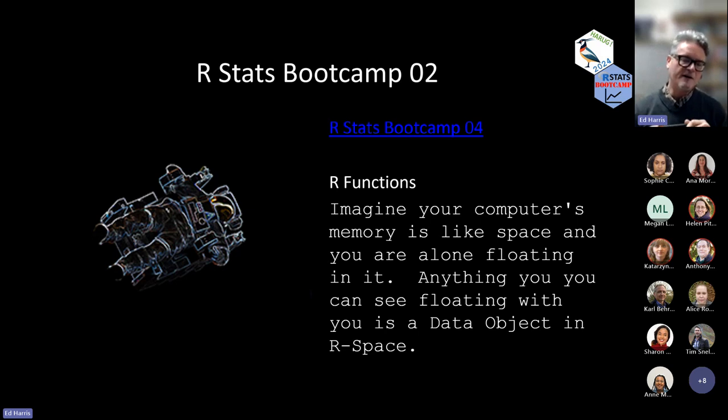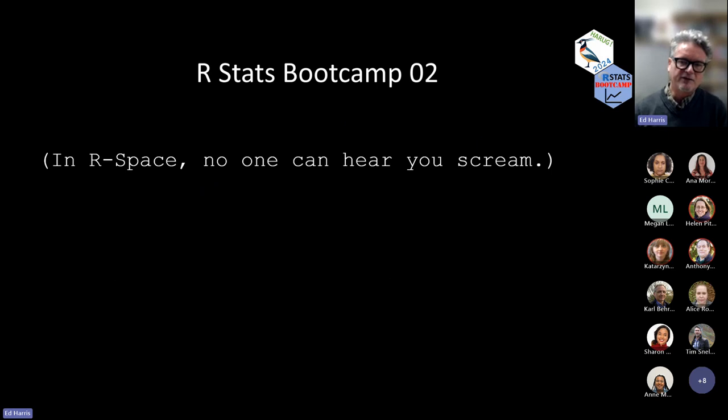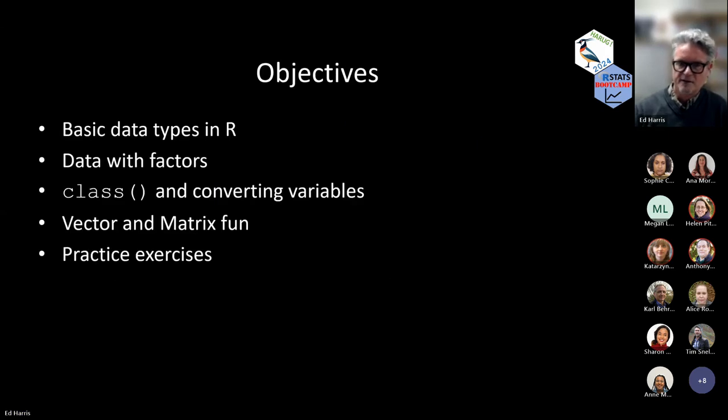My way of doing that is imagine you're floating in R space. And if there is a data object that you can interact with, it will be floating around in R space with you. There's a digital representation of that in RStudio, which we'll have a look at today. I'll remind you to look in the global environment, which is the digital representation of this idea of R space. And as you know, in R space, no one can hear you scream.